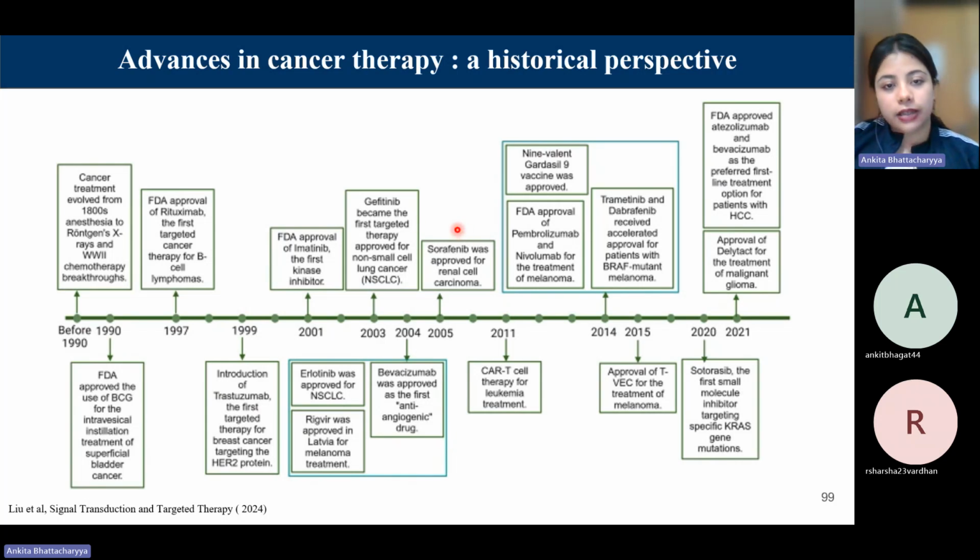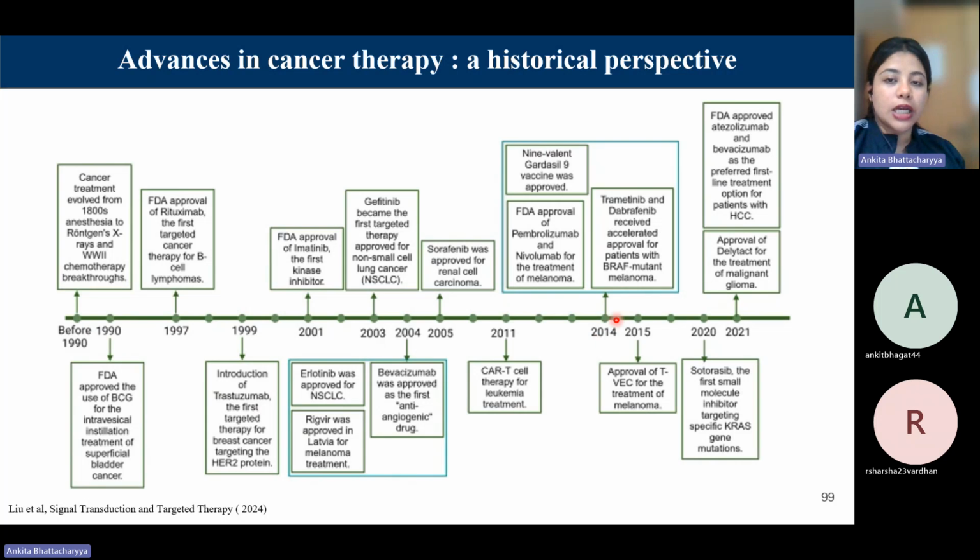Then sorafenib, again, something you definitely must be familiar with by now. If not, just go back and look at your slides from the third or fourth session. I can't exactly recall. It was the fourth session when we were discussing cancer cell signaling and the way of targeting these signaling methods, and you'll find that there. Then around 2011, the concept of CAR T cell came forward. This also we'll be discussing briefly today for leukemia treatment.